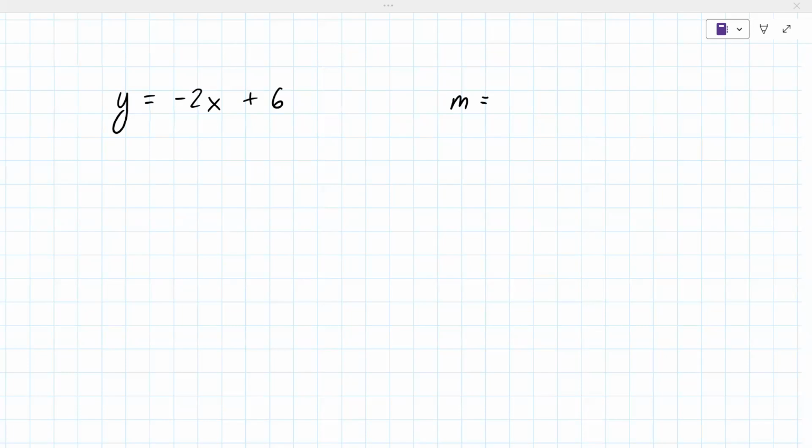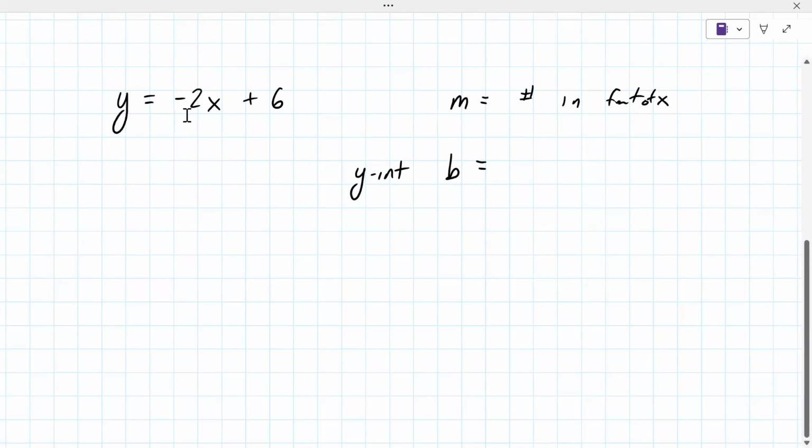What is the slope of this equation? I said 6, but I might be wrong. 6 is actually what's called the b value, or the y-intercept. So the slope is the number in front of x, but it includes the sign.